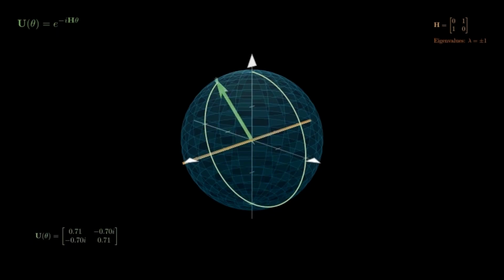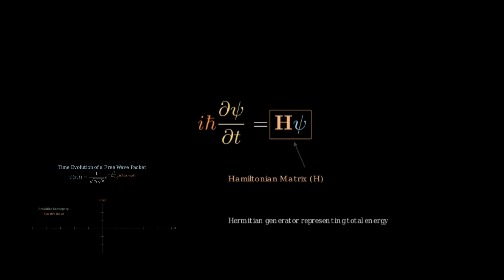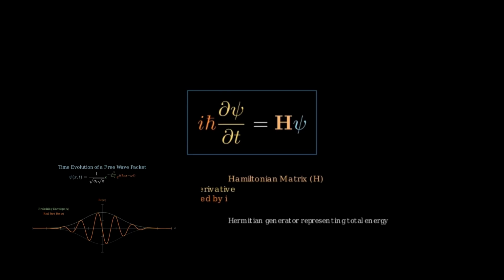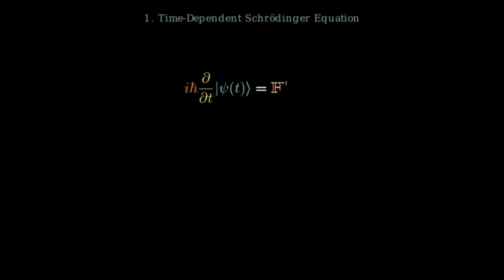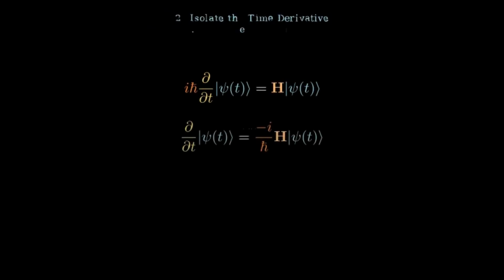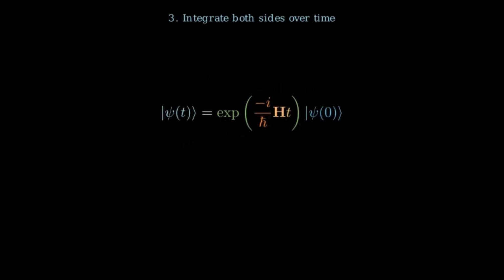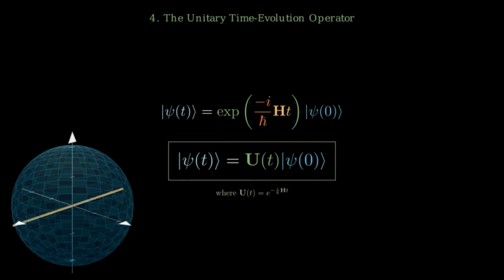This brings us directly to the engine of quantum time, the time-dependent Schrödinger equation. i h bar, partial psi over partial t, equals H psi. On the right is the Hamiltonian, H, the Hermitian matrix representing the total energy. On the left is the time derivative multiplied by i h bar. Because the Hamiltonian is Hermitian, the state vector at any future time t is found by applying a unitary time evolution operator. Psi of t equals e raised to minus i H t over h bar, times psi of 0. Here, the Hamiltonian acts as the literal generator of time.